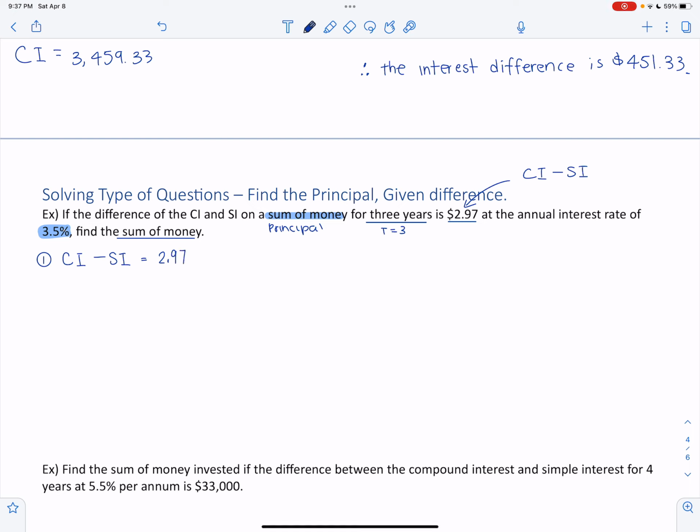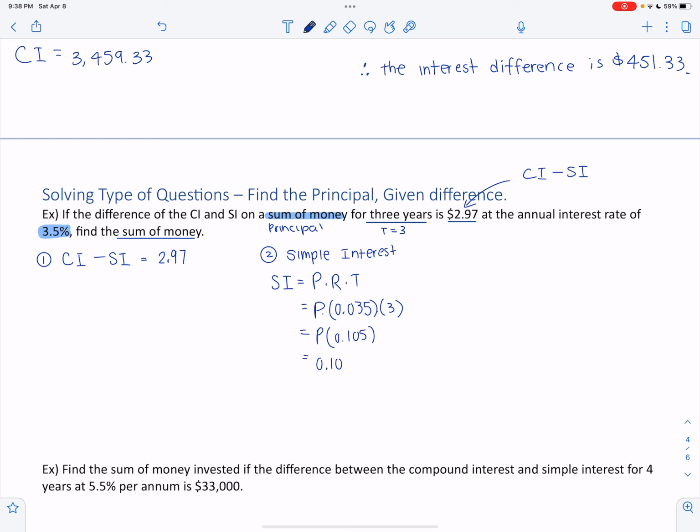Step 2, I want you to figure out your simple interest. How do we do that? Well, whatever you have, plug it in. The simple interest SI is principal times R times time. I don't know my principal, but that's okay, I'll just write P. My rate here is 0.035 on 3 years, so I want you to multiply 0.035 times 3. So in this case, it's principal times 0.105. This is the same as writing 0.105P.